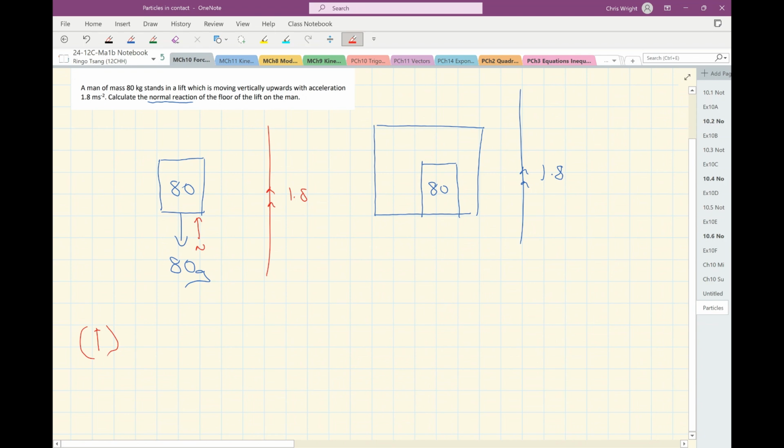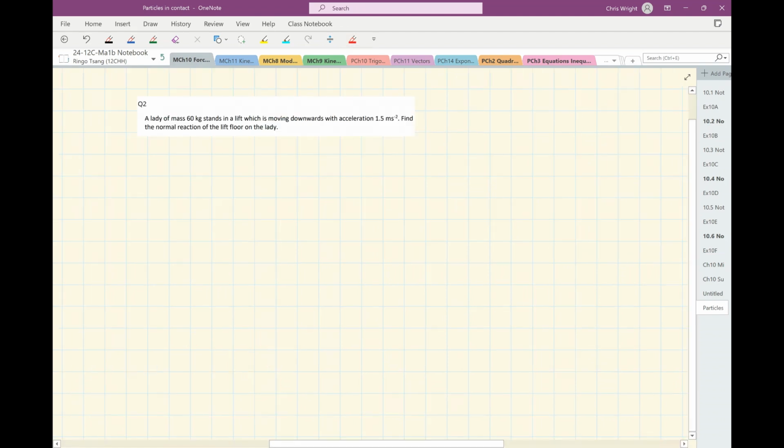because that's the way my acceleration is going, then I'll have N pushing up, 80g pushing down, so a net force of N minus 80g, and that will equal the mass of the man, 80, times the acceleration. So solve that equation, and you will find that N, the normal force of the lift floor on the man, is 928 newtons.